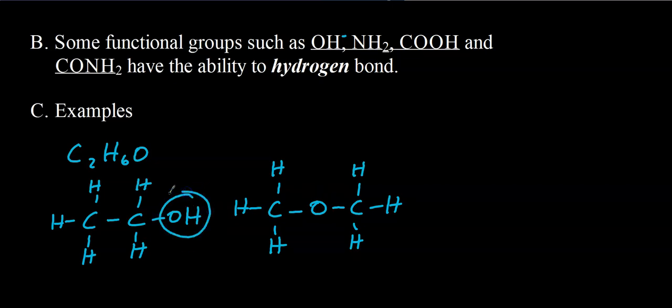In ethanol, we have a hydroxyl group, which lends itself to hydrogen bonding. So even though these two substances have the same chemical formula, their structures result in very different properties. So ethanol, having hydrogen bonding, will have a much higher boiling point than dimethyl ether. Ethanol has a boiling point of around 78 degrees Celsius, dimethyl ether a boiling point of about negative 11 degrees Celsius.